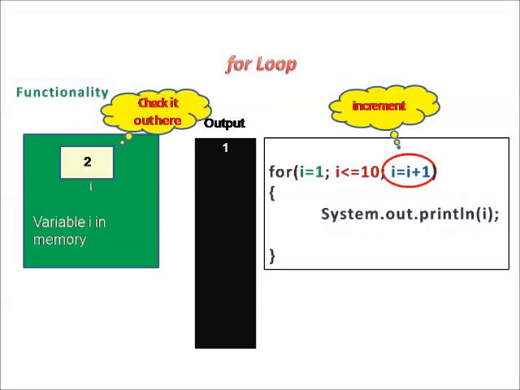After condition checking and printing the output, we look for the increment or decrement. Here we are increasing the value as i is equal to i plus 1. We know that the current value of i is 1, so 1 plus 1 is 2. So the value of i in the memory is modified to 2, right?